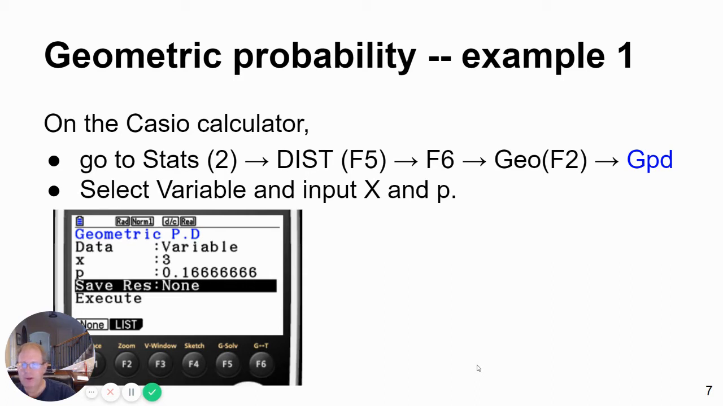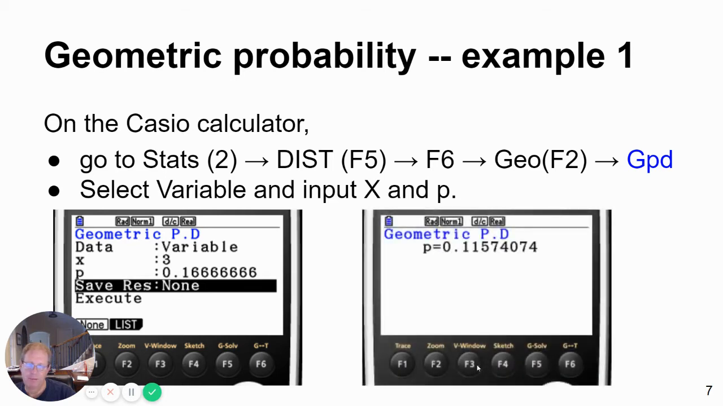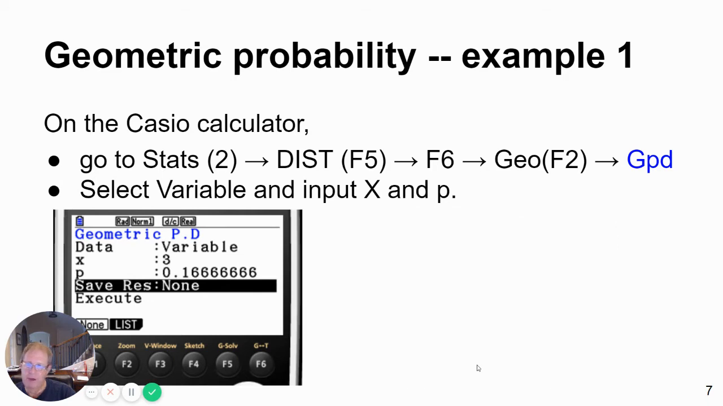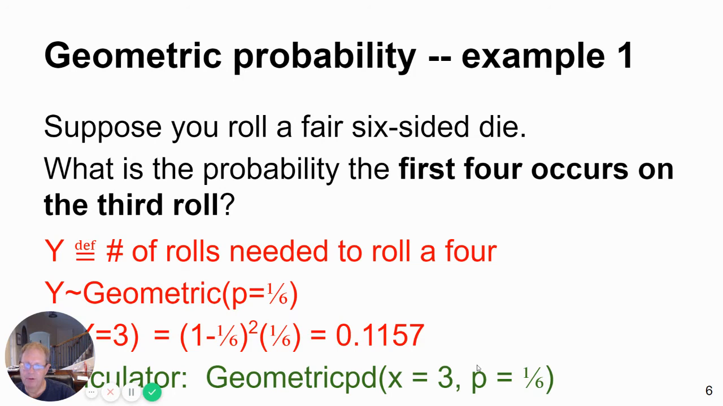When you get to that screen, you're going to want to select variable. And now we're going to input the value for x and the probability. So I input x equals 3. My probability is 1 divided by 6. I can just type that in, 1 divided by 6. And the calculator gives me that decimal form. And when I have that, I hit execute, and it tells me the probability, p equals 0.1157. So I go back to my problem, and I put in probability 0.1157.